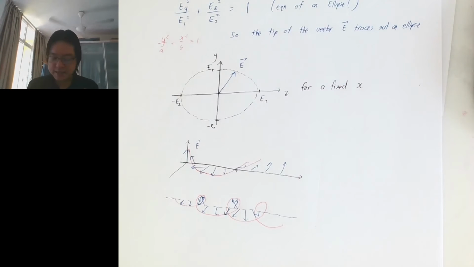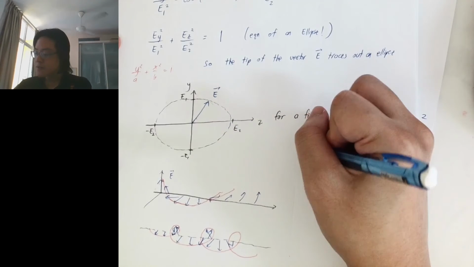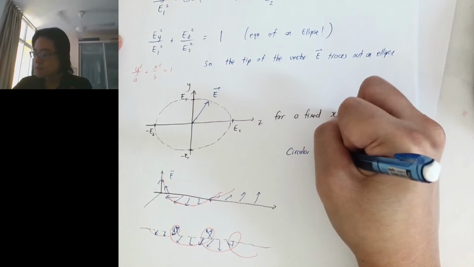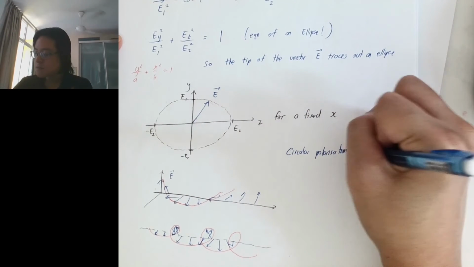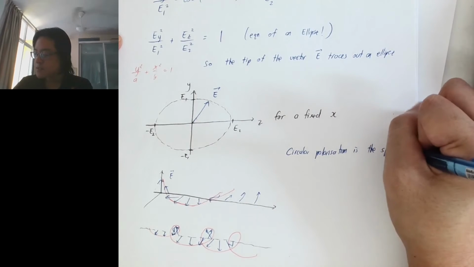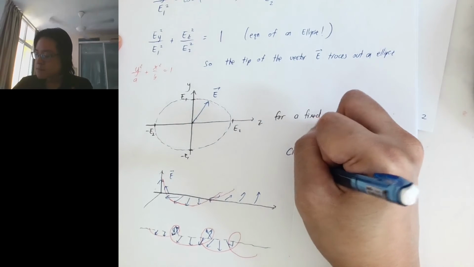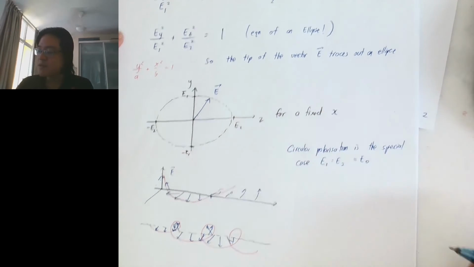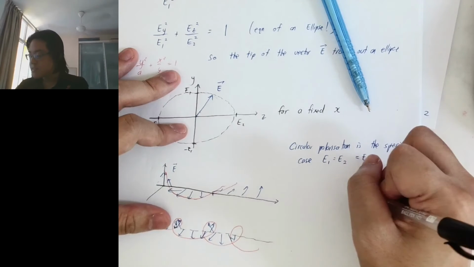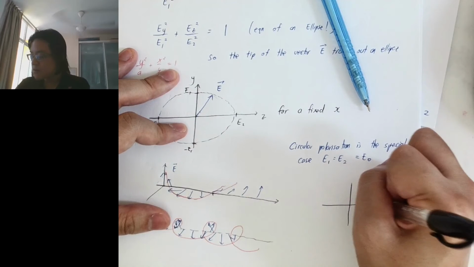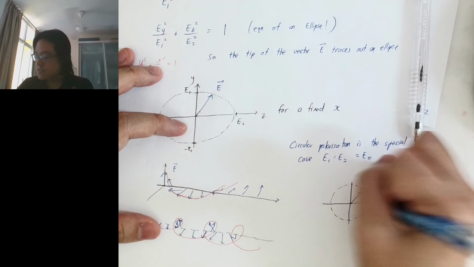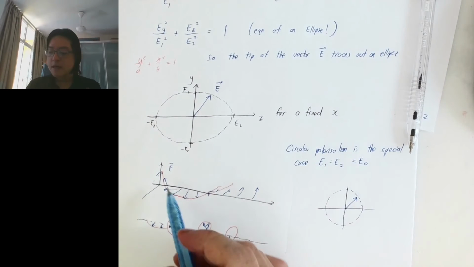And of course one last thing is, why is it called the circular polarization? Well, circular polarization is the special case where E1 is equal to E2. So let's just call this E0, the radius of the circle. So in this case, my light is just on a circle. Okay, so one circle here, like this.